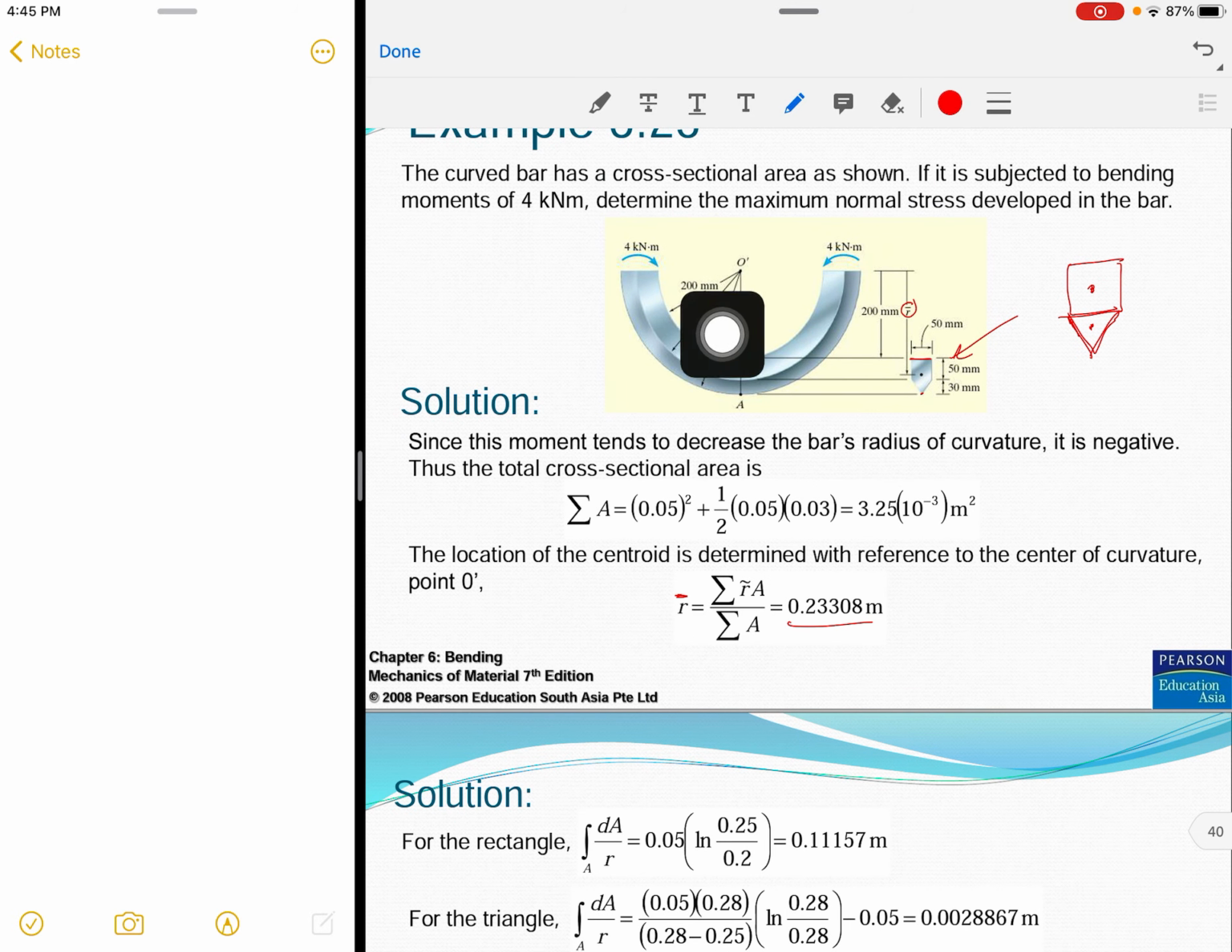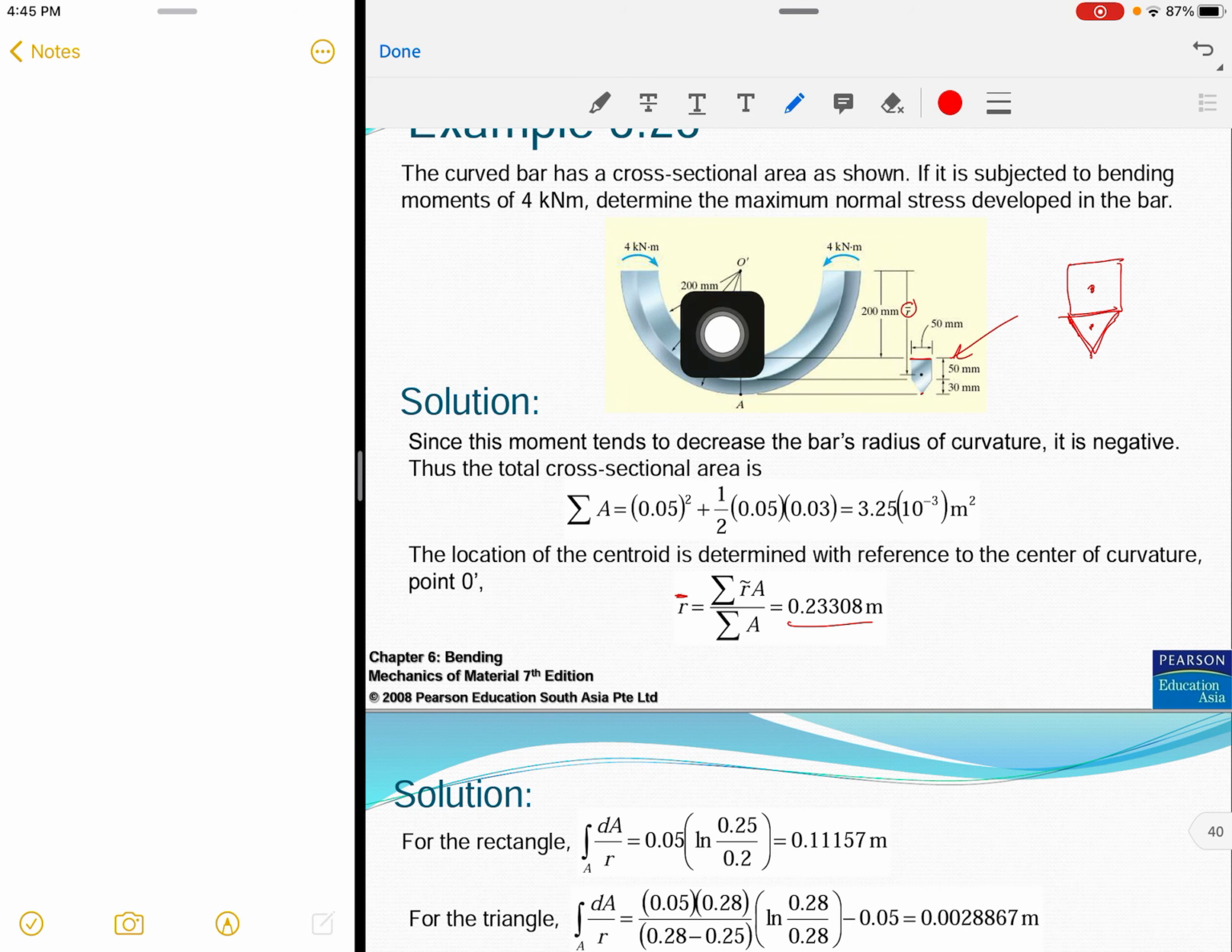So we total up the area we have calculated, which is right here, and divide by the total of the integrations, this one plus this one. Okay, and then we get the radius 0.23142 meter, after we get the neutral axis. Next, we just use the formula to calculate the stress at point B and at point A.